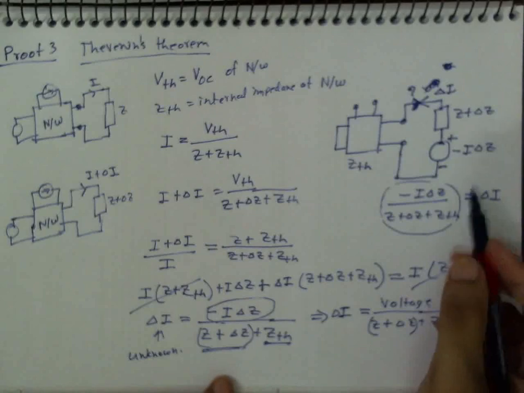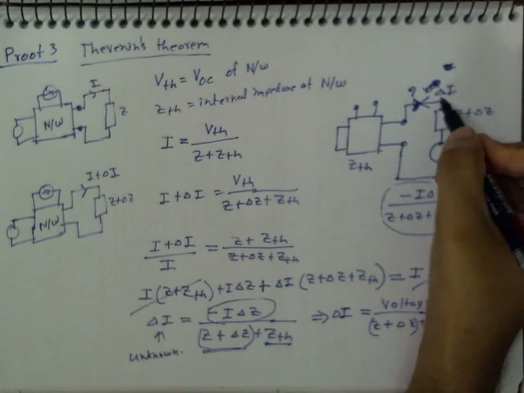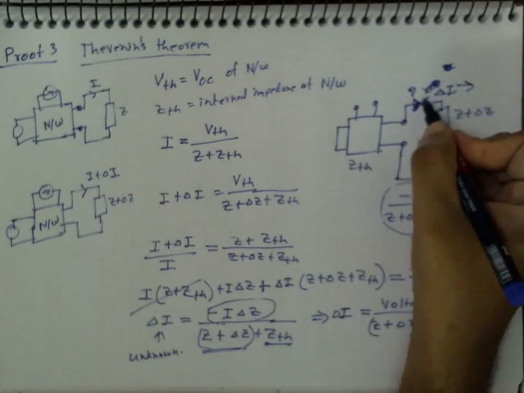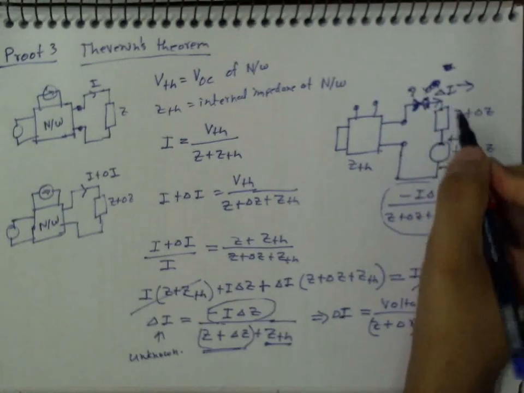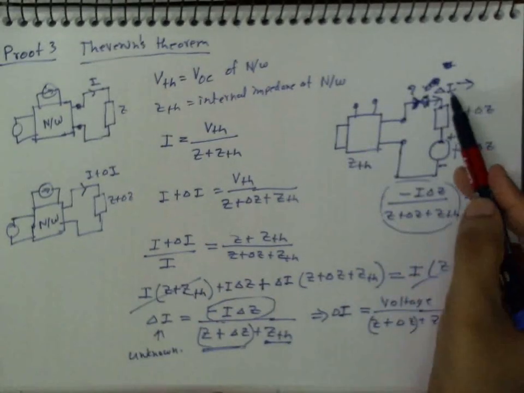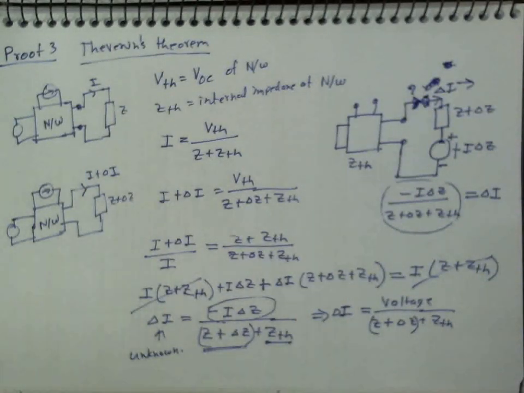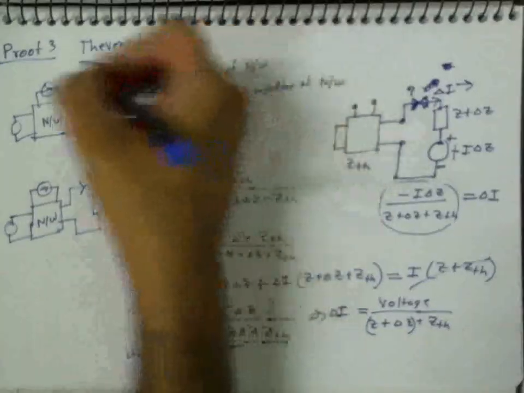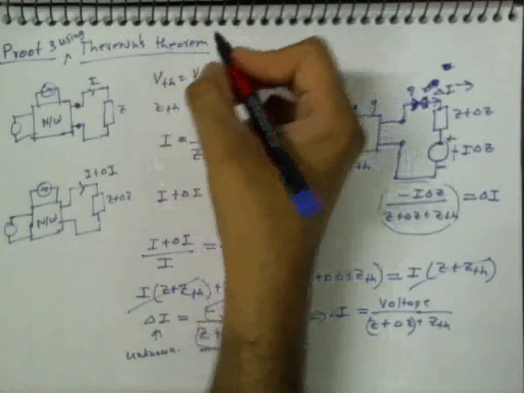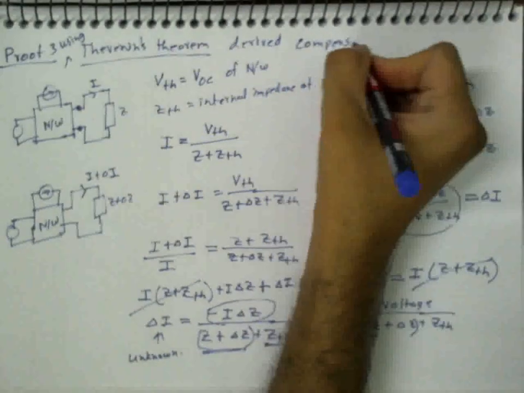Now let's just change the polarity. Let's make it plus, and therefore if I make it plus, the current will flow from right to left instead of left to right. So let me erase this and put an arrow from left to right. Okay, so that's what we got. So that means if we apply this voltage across this circuit, we will get delta I. Okay, so that's it. And that's what the compensation theorem says. So we have proved the compensation theorem using Thevenin's theorem.